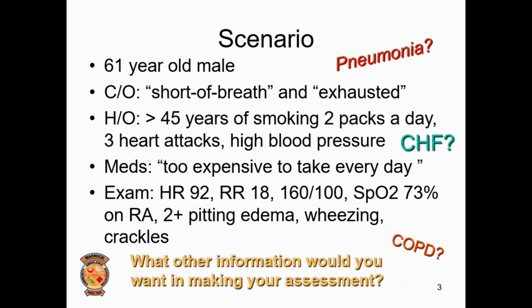Getting right into it, we've all had this patient, a 61-year-old male who's short of breath and exhausted. He's been smoking cigarettes for the past 45 years. He's had 3 MIs and a history of hypertension. He doesn't take his medications every day because they're too expensive. You look at his physical exam, he has pitting pedal edema, wheezing and crackles in his lungs, a heart rate of 92, a blood pressure of 160 over 100, pulse ox of 73% on room air, and a respiratory rate of 18. Without more information, what's your differential diagnosis of this patient?